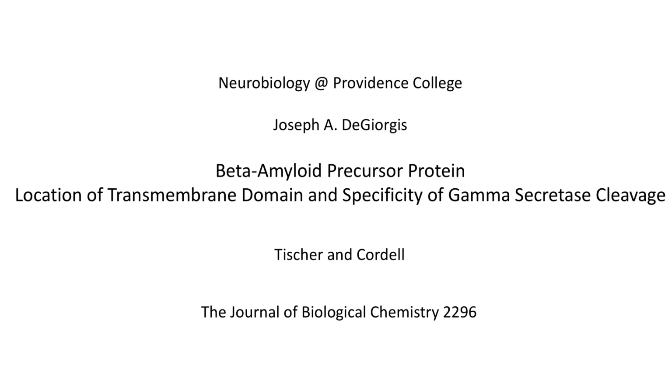The title of the paper is Beta Amyloid Precursor Protein, with a subtitle, Localization of Transmembrane Domain and Specificity of the Gamma Secretase Cleavage. It's by Tischer and Cordell. Okay, let's just go back and review what we talked about on Wednesday because it's relevant to this conversation.